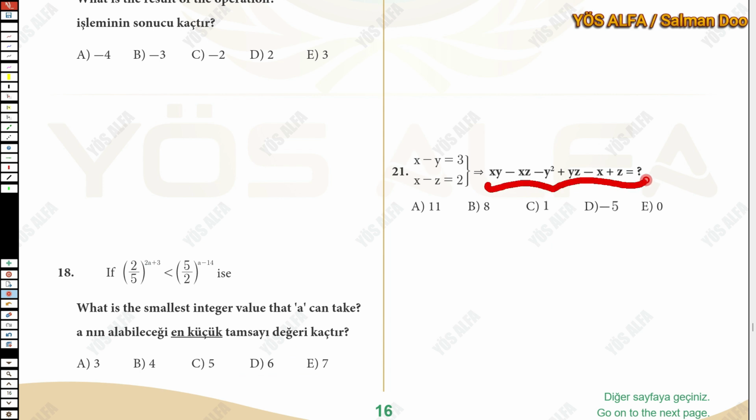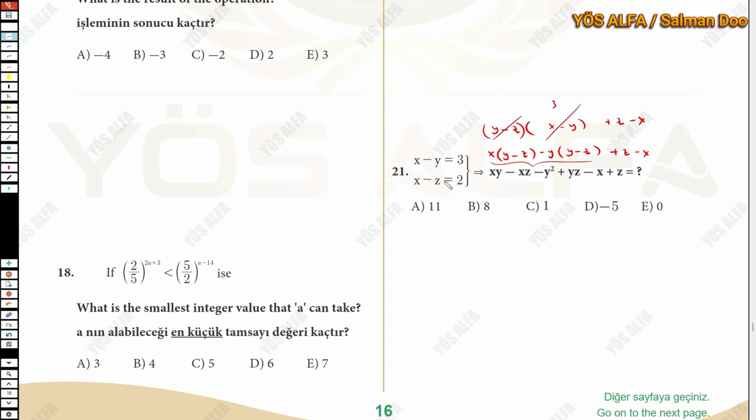Let's simplify this expression so that we have this and that. If we factor out x, we have y minus z, and if we factor out minus y, we have y minus z, and we have z minus x over here. Okay, we can further factor out y minus z from this expression. So we have y minus z times x minus y plus z minus x. So x minus y is given to be 3, y minus z, we don't know. We can find this out.